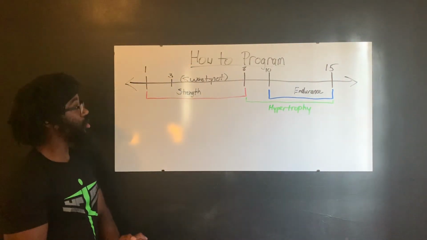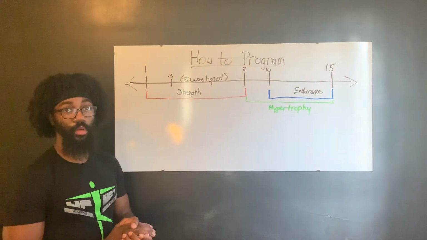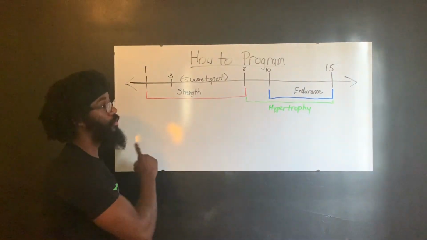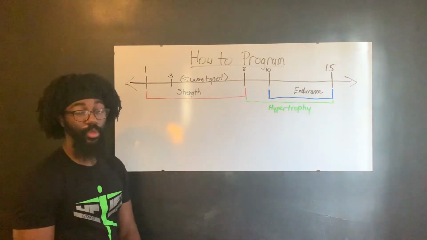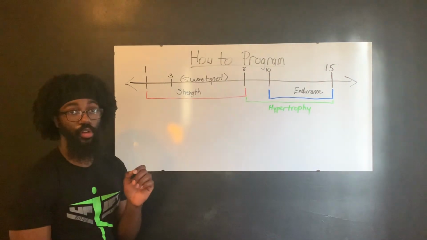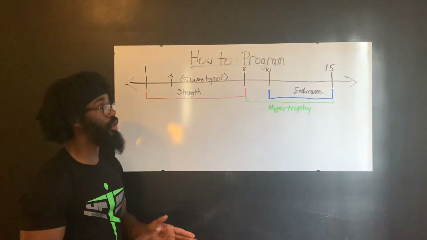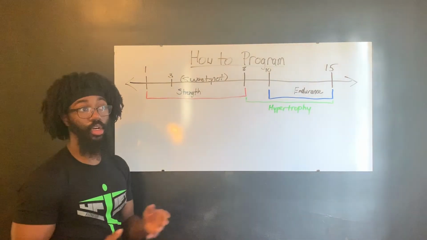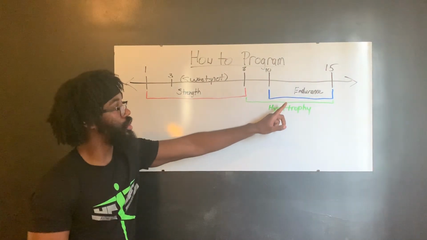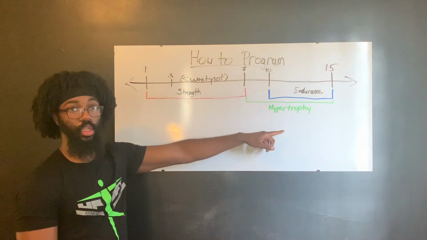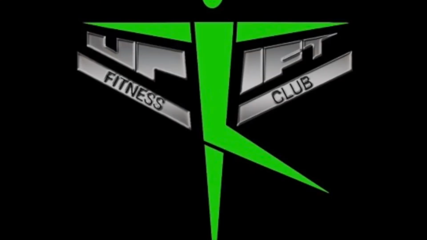But what you want from a program is some blend of all of these aspects. Typically, what I recommend is to start your 5x5 and then do all of your accessories, or the majority of your accessories, with some sort of blend of endurance or hypertrophy rep ranges.